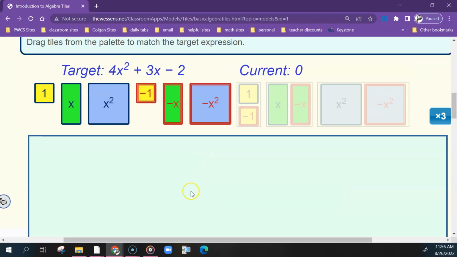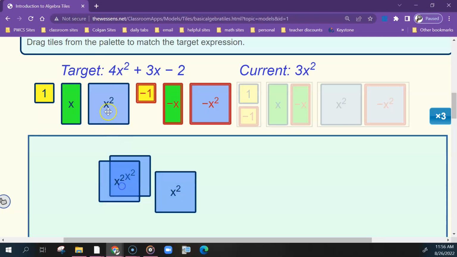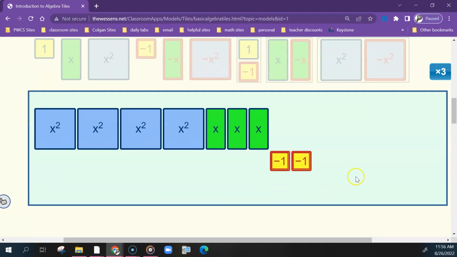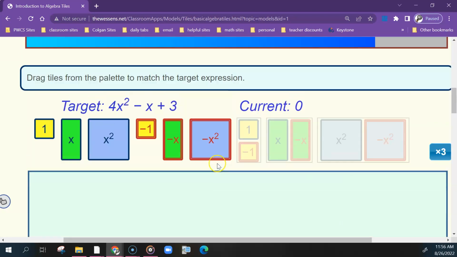So now we're going to have 3 people answer. We need a 4x squared, we need a 3x, and we need a negative 2. Nature, Matthew, Victoria. 4x squares. 3, 4. 3 normal x's. 1, 2, 3. 2 negative 1s. Good. Right?